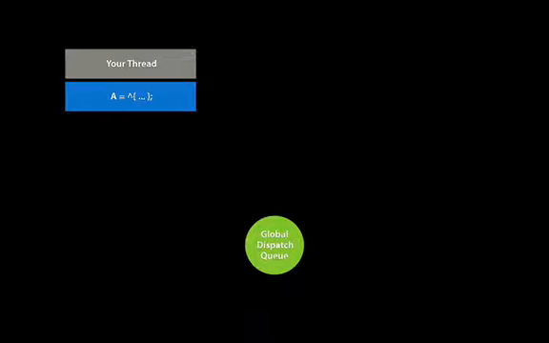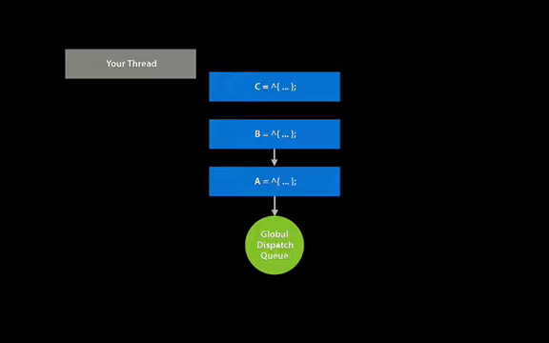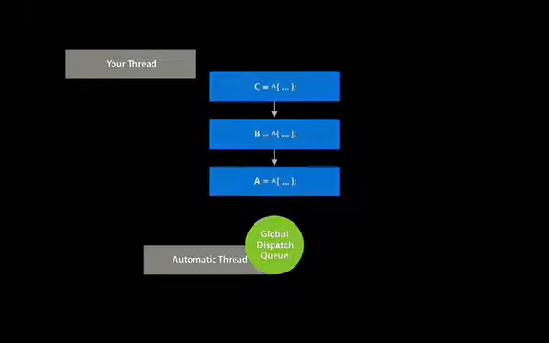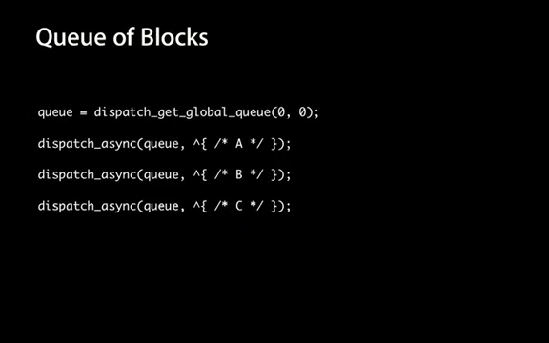So a diagram of what this looks like in practice. Again, you have your thread. It starts allocating blocks. They get put on the global dispatch queue that's available. And GCD will notice that queue has work and start binding threads to it, and then run the blocks to completion, and then return the threads to the pool for other queues to use.